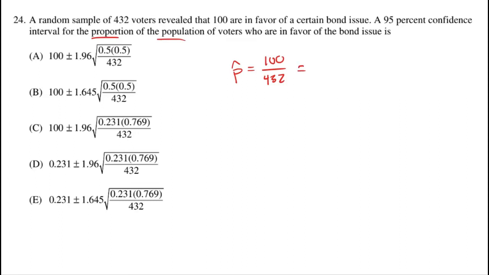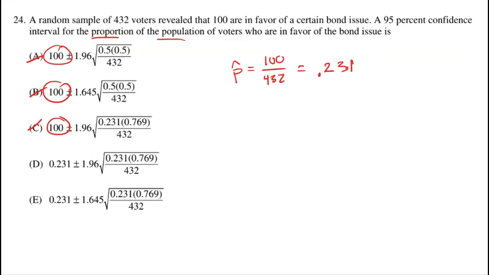So in our sample, we had 100 out of 432, which is 0.231. That's the sample proportion that we saw. And every interval begins with a sample statistic, so we're going to begin with that 0.231. So I can immediately get rid of A, B, and C. They start off with how many. No, we're looking at the proportion of, not how many of. So now we're looking at D and E.